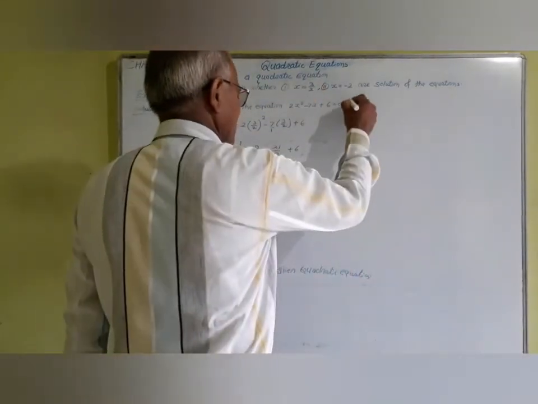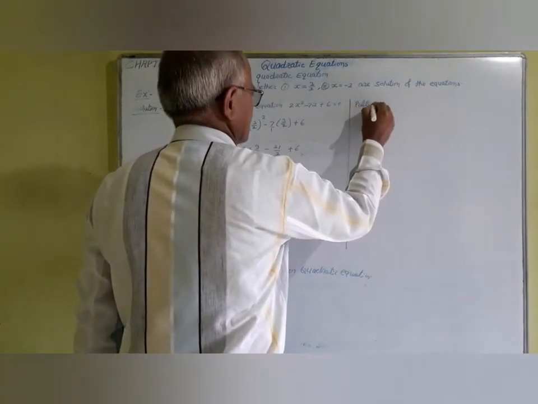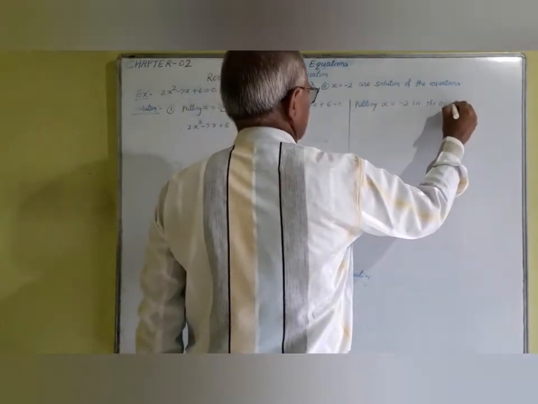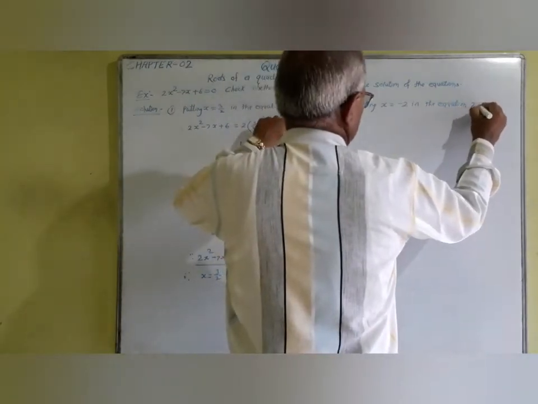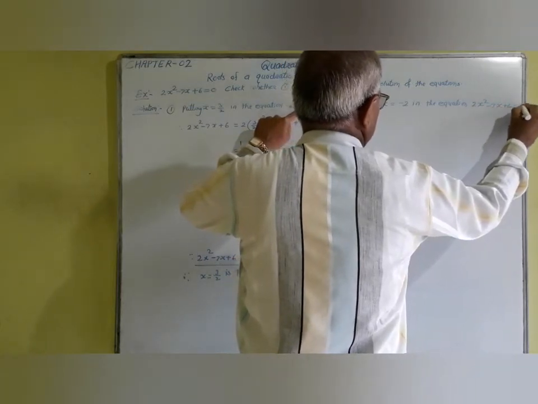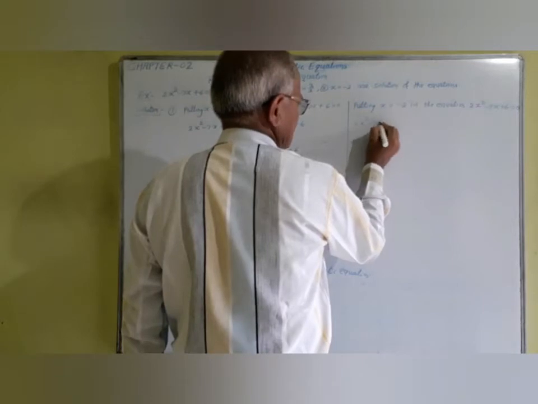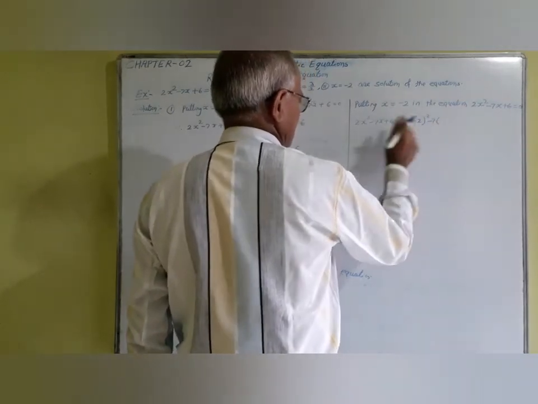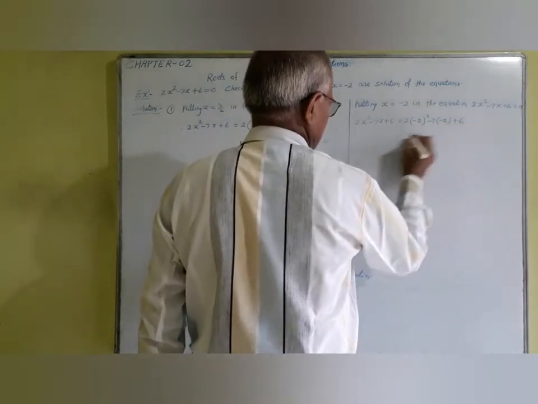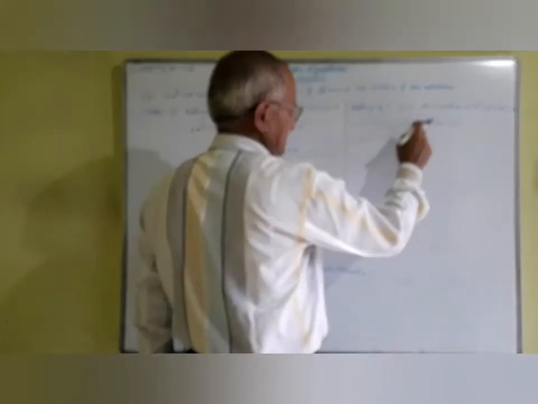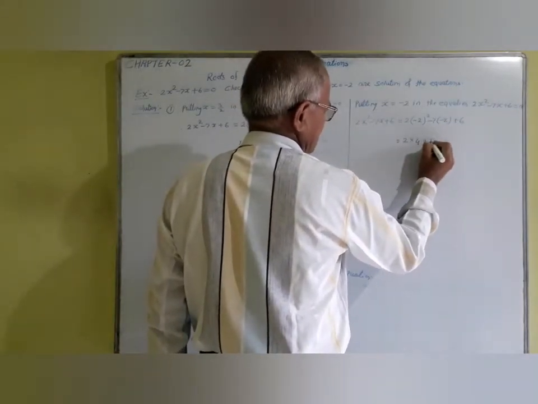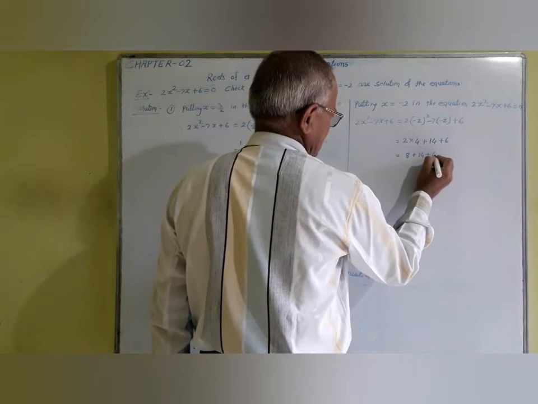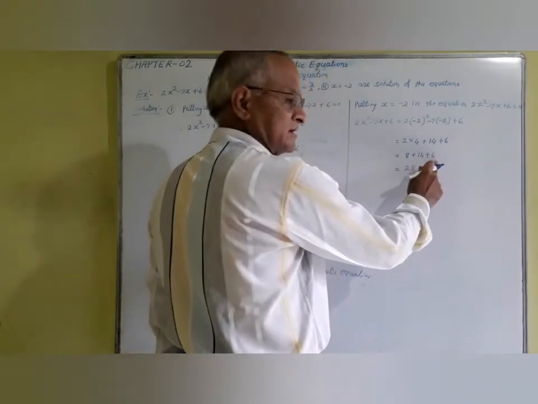Secondly, x is equal to minus 2. Putting x is equal to minus 2 in the equation 2x square minus 7x plus 6 is equal to 0. 2x square minus 7x plus 6 is equal to 2, x square means minus 2 square, minus 7 multiplied by x means minus 2, plus 6 is equal to 2 multiplied by minus 2 square means 4, minus minus plus, 7 2s are 14, plus 6. 2 4s are 8, plus 14, plus 6, that is equal to 28. 14 plus 6 is 20, 20 plus 8 is 28.